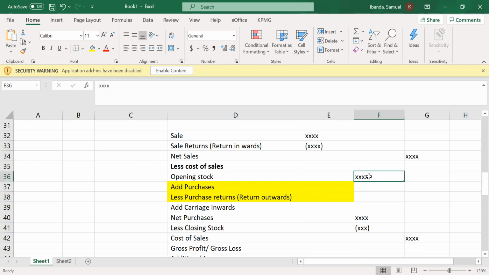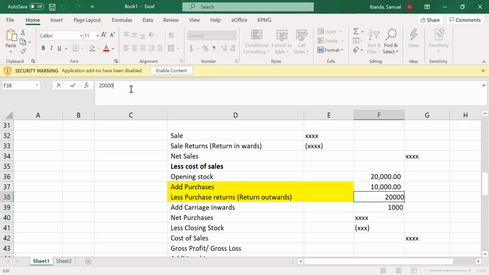So let's say we have, this is our cost of sales. Let's say we have 20,000 here, and maybe we have 10,000 here. That's what we have. And then we have maybe our net purchases. Let's say purchase returns is 2,000, carriage inwards maybe 1,000. And then my net purchases, remember this is a subtraction.